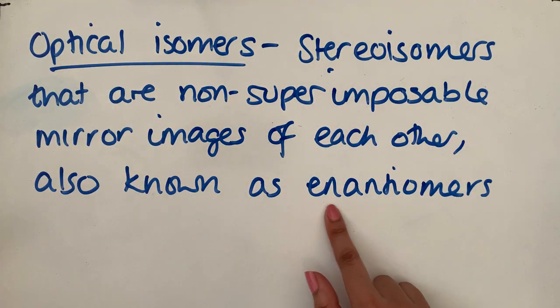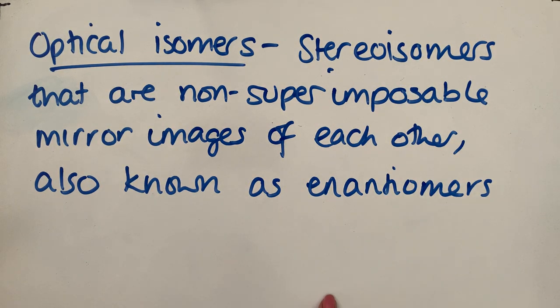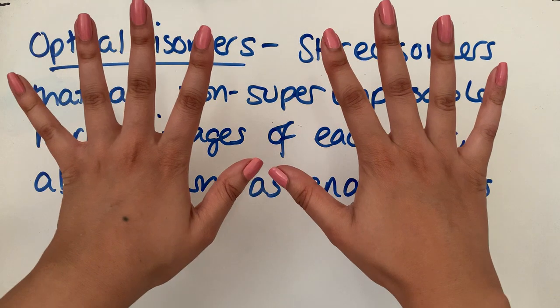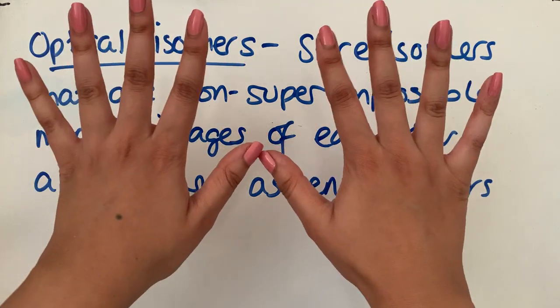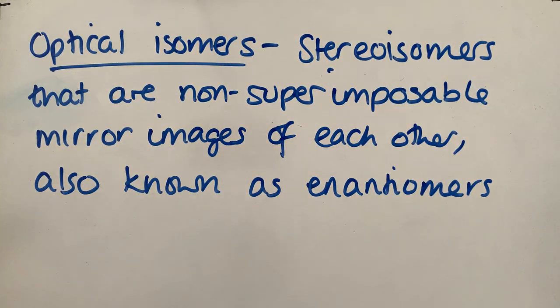Another word for optical isomer is enantiomers, which you might come across in textbooks or on the internet, so it's worth knowing that as well. So you can say that your hands are optical isomers of each other, or they are enantiomers of each other. Both would be fine.